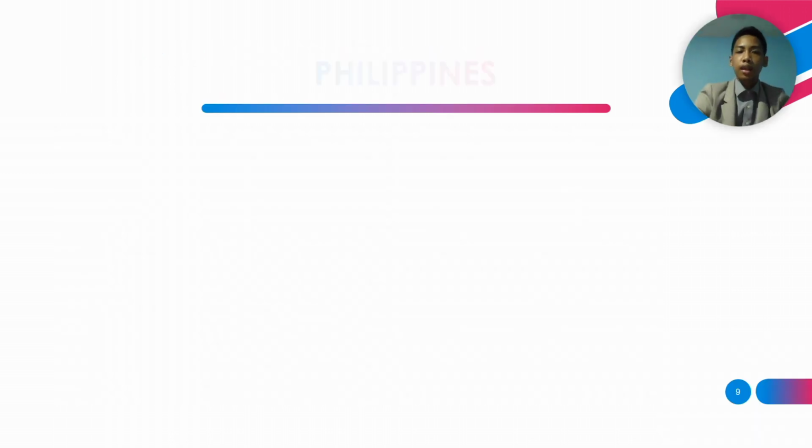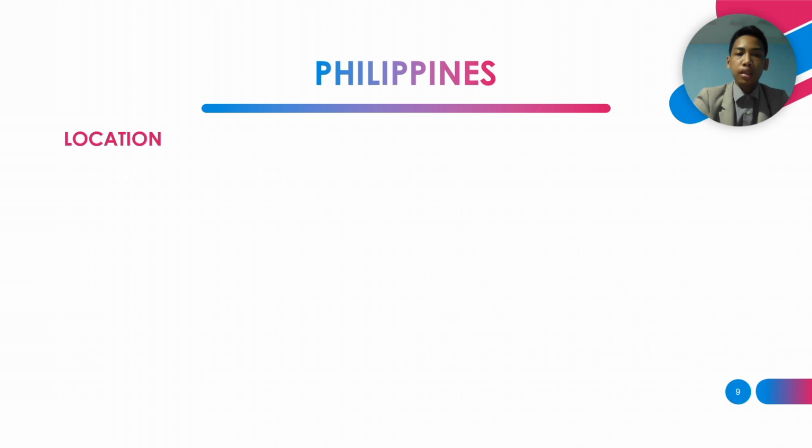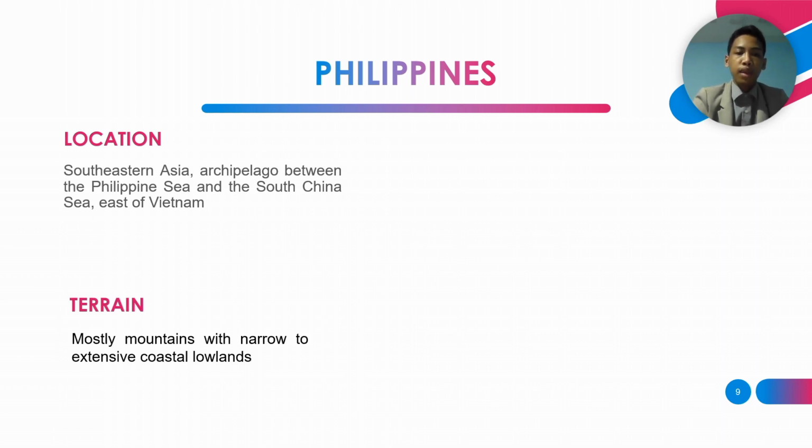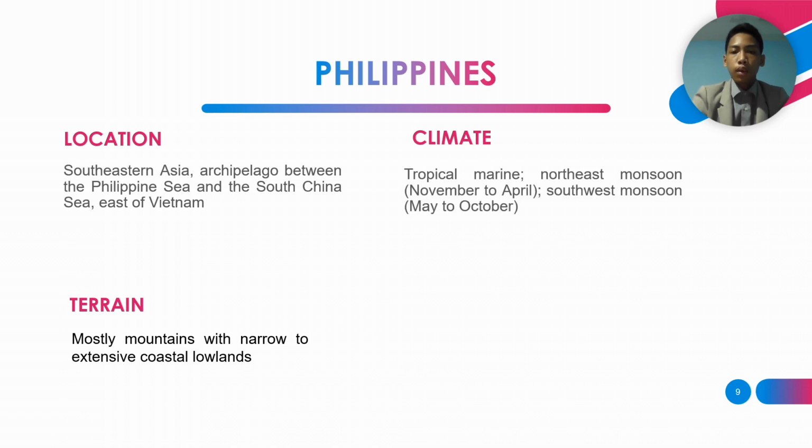Next is the topic about the Philippines, its location. Southeastern Asia archipelago between the Philippine Sea and the South China Sea, east of Vietnam. Next is the terrain. The terrain of the Philippines is mostly mountains with narrow to extensive coastal lowlands. Next is the climate, which is tropical marine. Northeast monsoon happens from November to April. Next is the southwest monsoon, which happens from May to October.